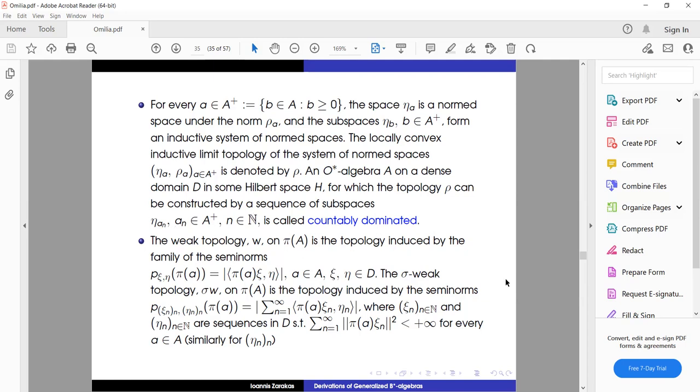So this is the setting that we needed in order to prove the result that I described before. We needed our algebra alpha to be countably dominated, and also we needed our GB*-algebra to be an AQ*-algebra, that is, P of alpha, the representation of alpha through P, to be a complete star subalgebra of L dagger of D.